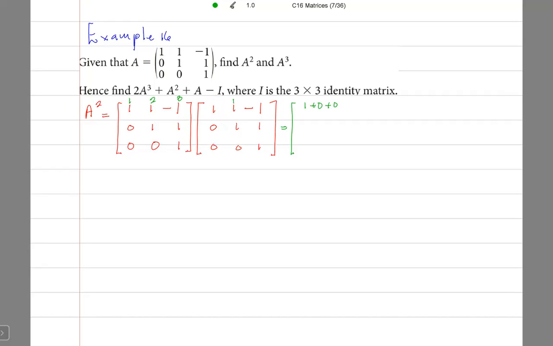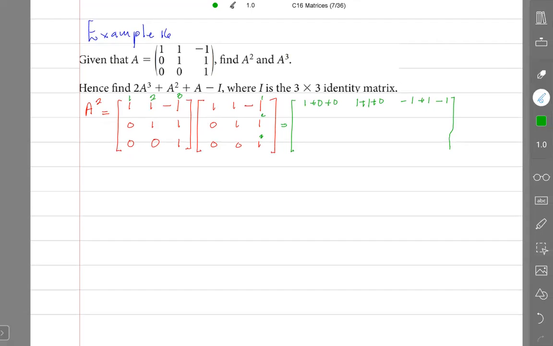One times 1, 1, 1 times 1 plus 1, minus 1 times 0 is 0. Top row, right column: 1 times minus 1 is minus 1, 1 times 1 is 1, and minus 1 times 1 is minus 1. All right, so I just multiply the top row by the 3 columns on the right.